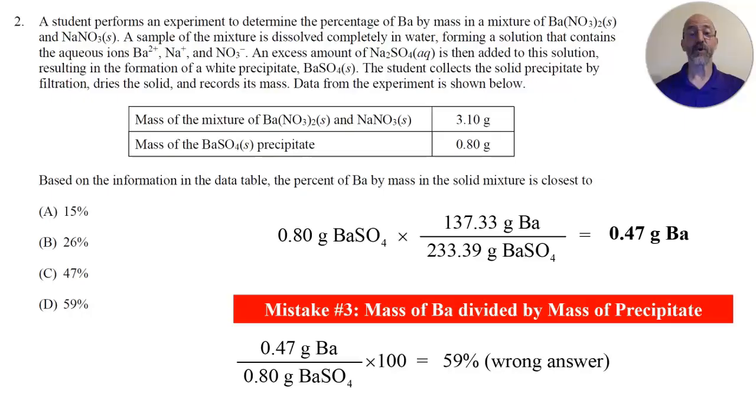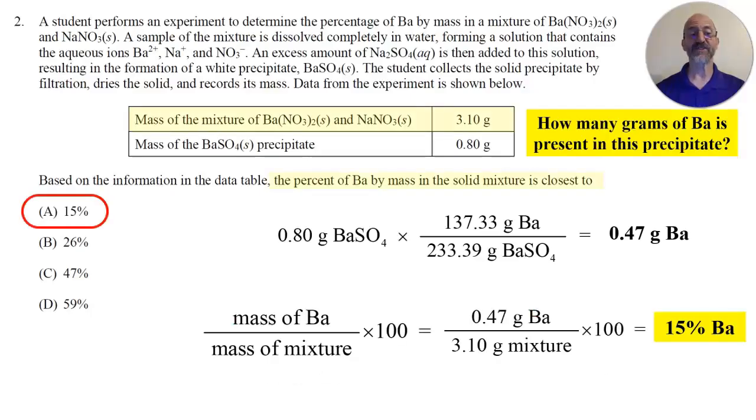So again, the people who write the questions for the AP chemistry exam are well aware of common student mistakes. So the correct answer to question 2 is 15% barium by mass. That's 0.47 grams of barium divided by the 3.10 grams, the mass of the mixture.